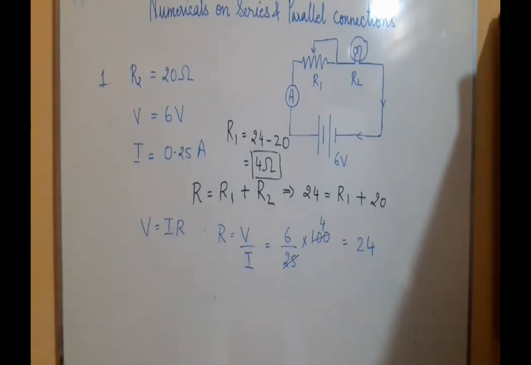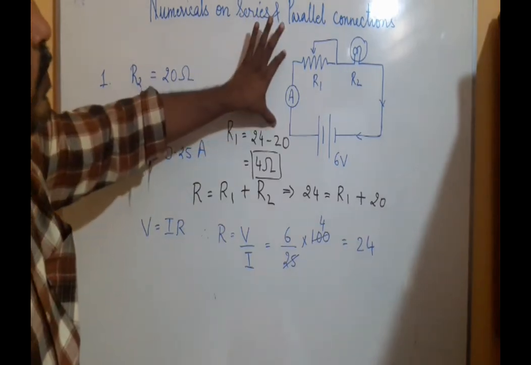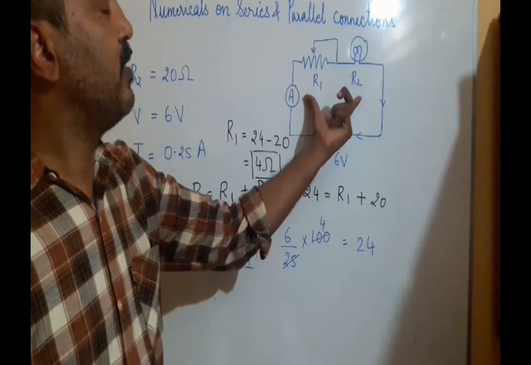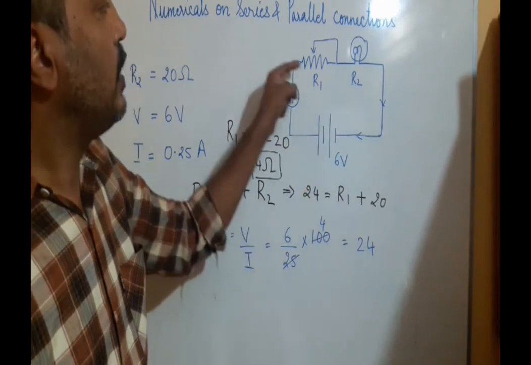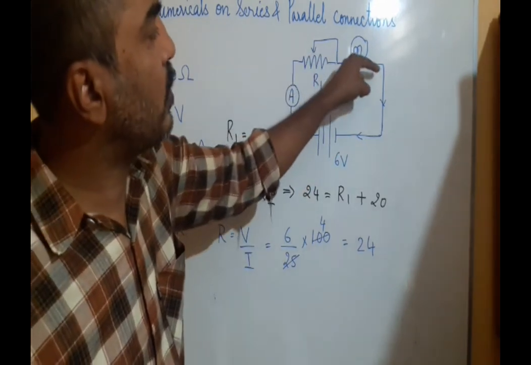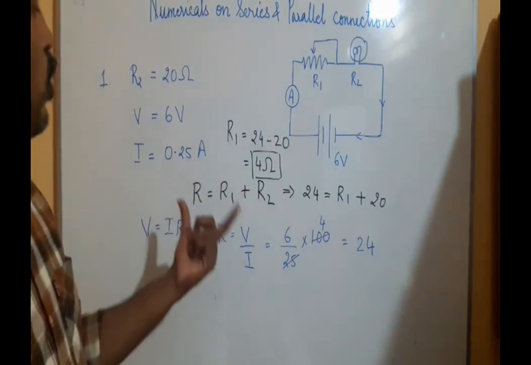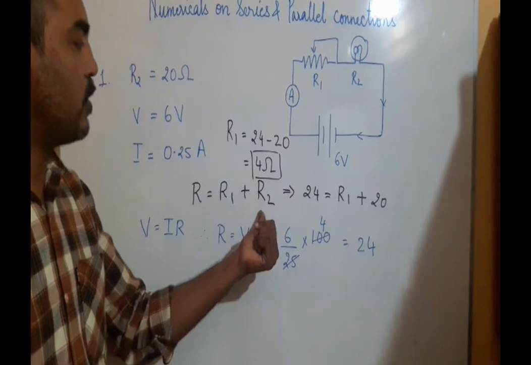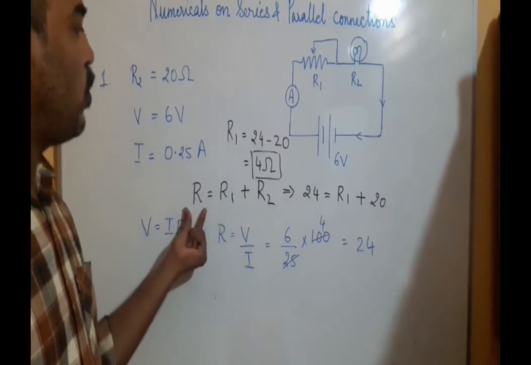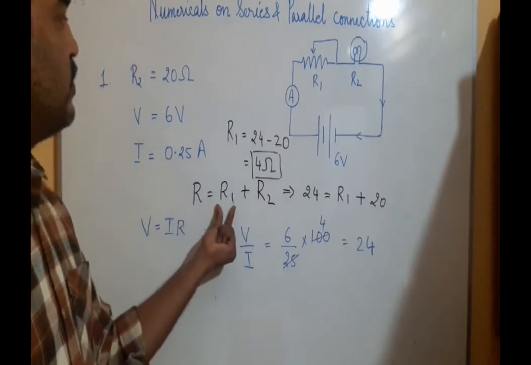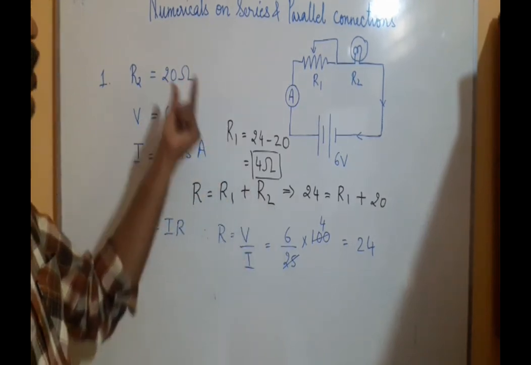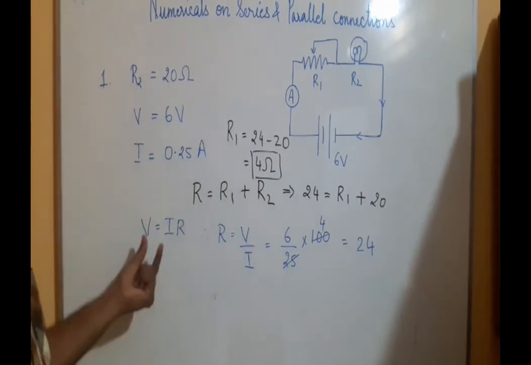We'll go over it once again. In the circuit diagram, you have two resistances R1 and R2 which are in series. How do you know they are in series? Because there is only one path for the current to pass. So the formula for series resistance is R is equal to R1 plus R2. But we don't know what R is, we don't know what R1 is, we only know R2 equal to 20 ohm. So how do we find R then?